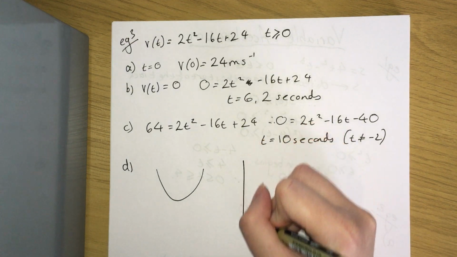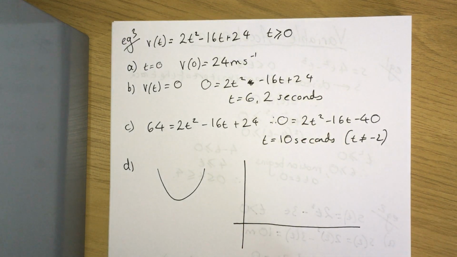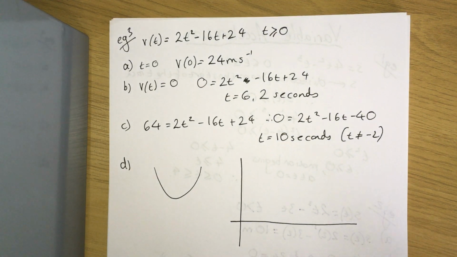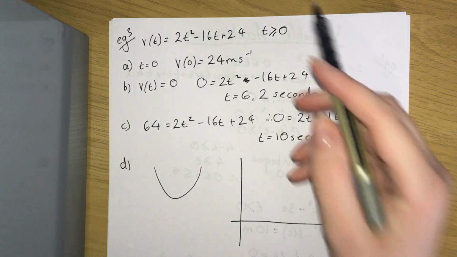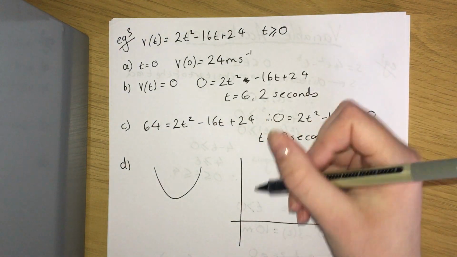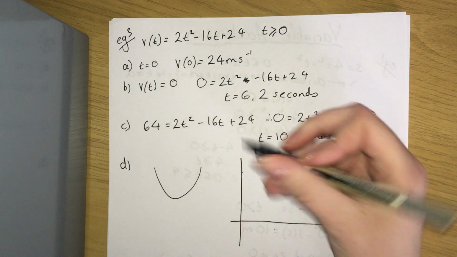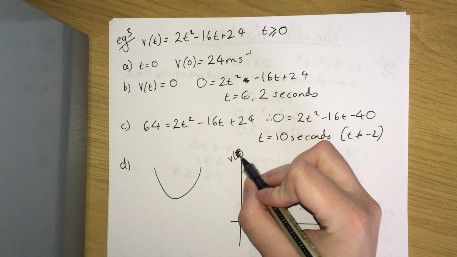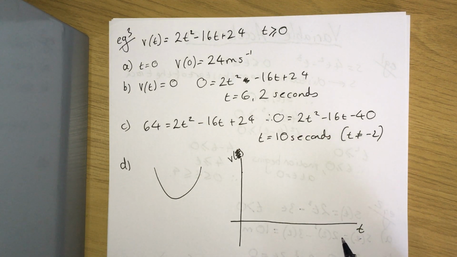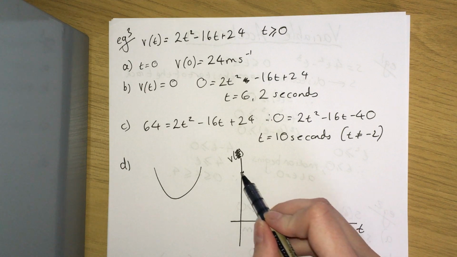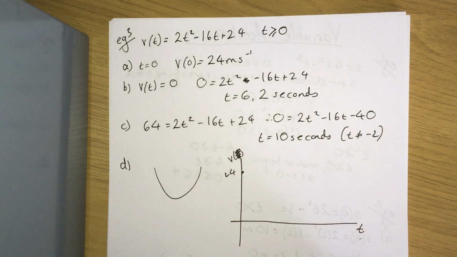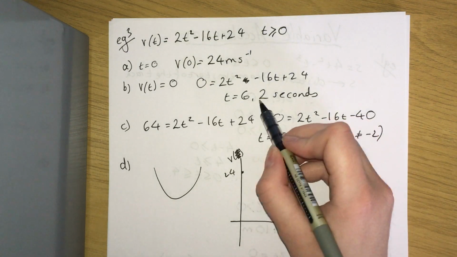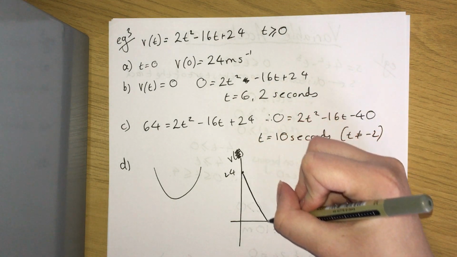What we can do is sketch our curve. So I know that it must have a y-intercept at positive 24. I also know that, if I label my axes, velocity and time. So I know it has an initial velocity of 24, so when t is 0, v is 24. I also know that it has roots, so when velocity is equal to 0, at 2 and at 6.